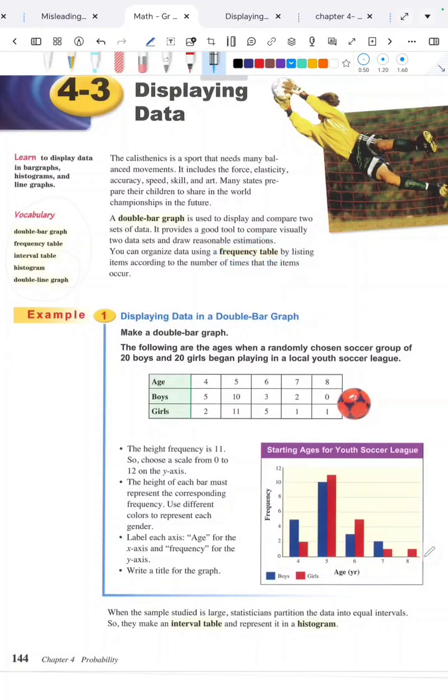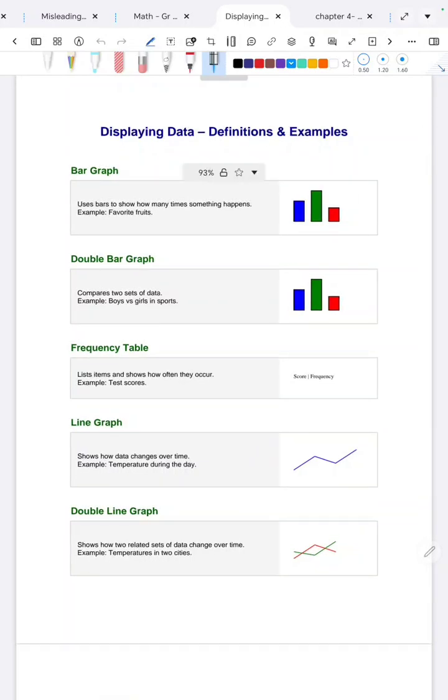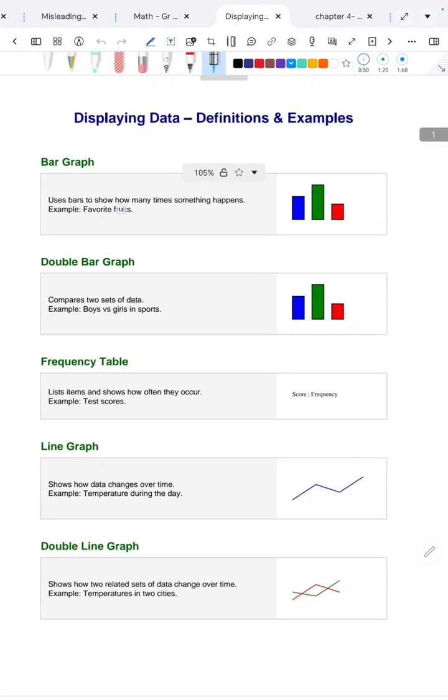Definition of bar graph, line graph, double bar graph, double line graph, frequency table, and histogram. And you have to recognize which definition the graph belongs to. For example, we will start with bar graph, the definition, and for each one I will give you examples. Bar graph uses bars to show how many items something happens. For example, number of students who like apple, banana, or orange.